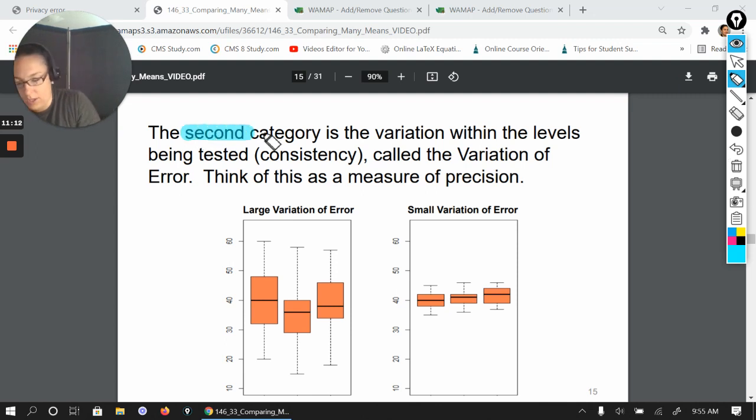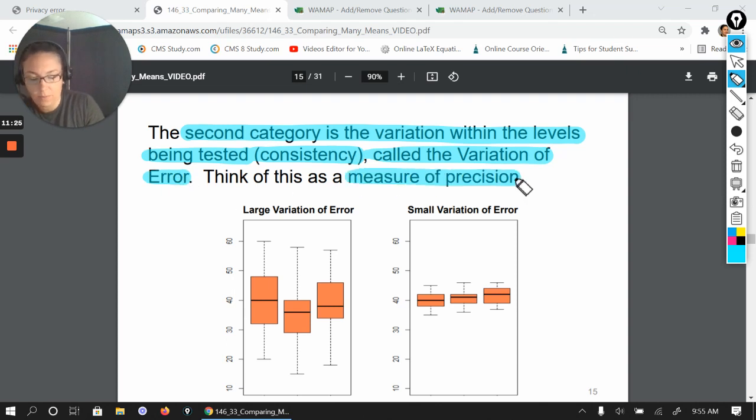The second category is the variation within the levels being tested. In other words, the consistency. And this is called the variation of error. Think of this as a measure of precision. So we see two box plots side by side again, and on the left we see a large variation of error, and on the right we see a small variation of error. So a large variation of error would show really elongated box plots, whereas a small variation of error shows short, condensed box plots.